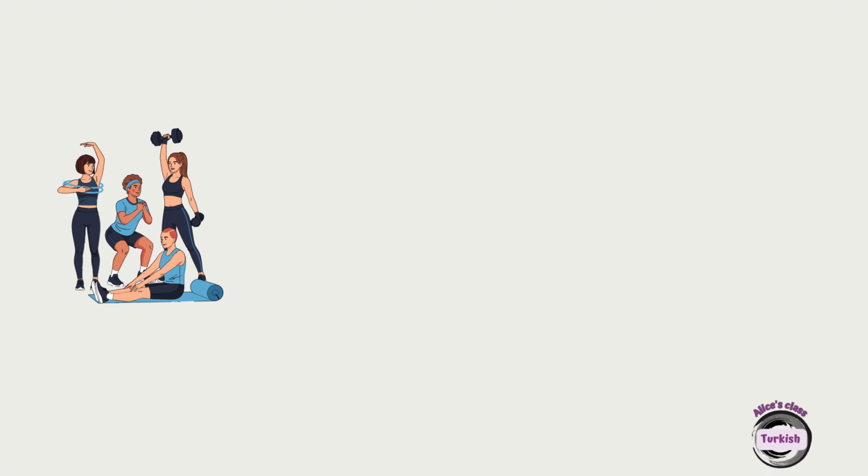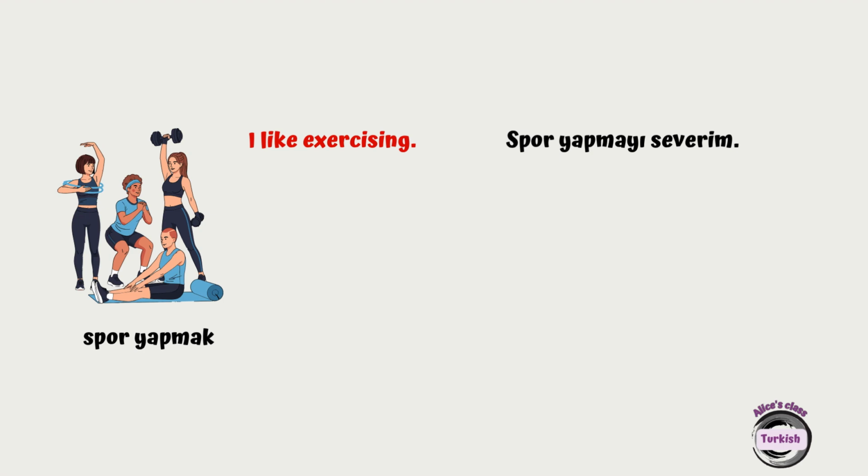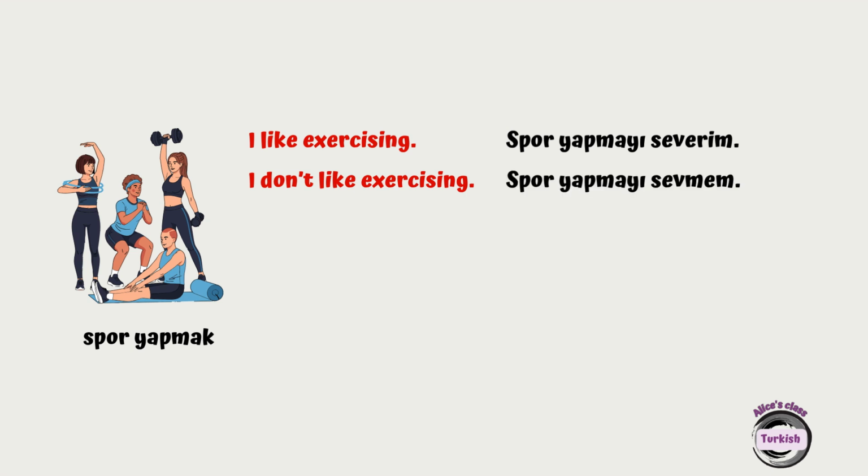So let's practice. So I have this picture, right? People exercising. So how do you say that in Turkish? Spor yapmak. So what we're going to say here is, first, I like exercising. So how do we say that? So spor yapmak. We're going to drop K and we're going to attach Y, right? Yapmak ends with A vowel. So I'm going to attach Y. So spor yapmayı severim. If I want to say I don't like exercising, so the same rule, I'm just going to change the verb to sevmem. So spor yapmayı sevmem. Again, we drop K and we attach Y.